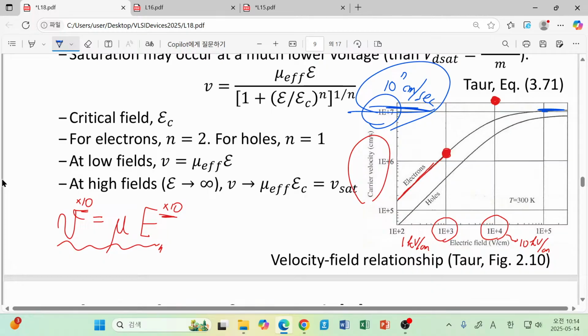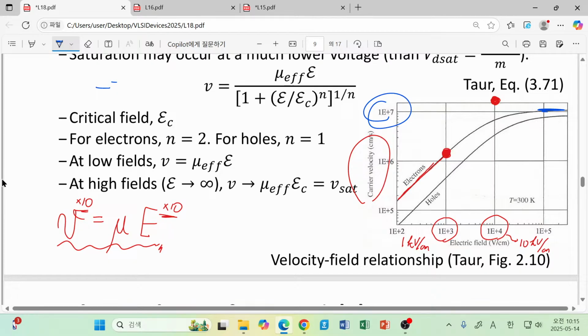And which ones have higher numbers? Well-known materials like III-V compound semiconductors are known to have higher saturation velocity. It really depends on their band structure. Anyway, for our silicon material, it is about 10 to the 7 centimeter per second. You must remember this order. It's not 10 to the 6. It's not 10 to the 8. 10 to the 7 centimeter per second.